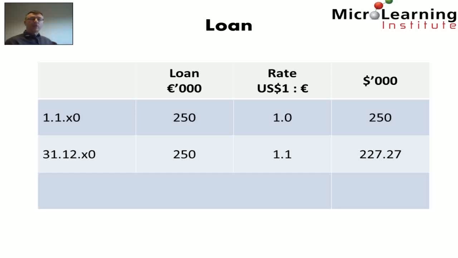had moved now to 1.1 US dollars to the euro, so consequently the carrying amount of the loan liability in dollars at the 31st of the 12th x0 was down to $227,270. Therefore, Locken made an exchange gain on the carrying amount of the loan, and this exchange gain was $22,720.